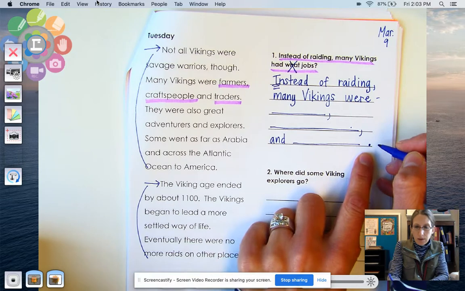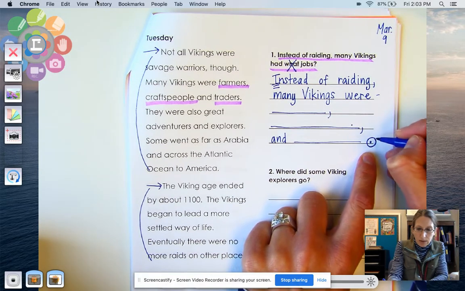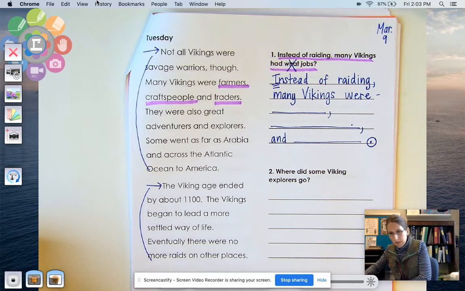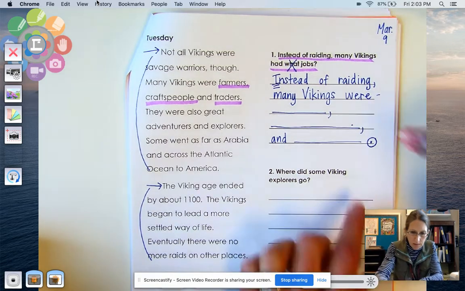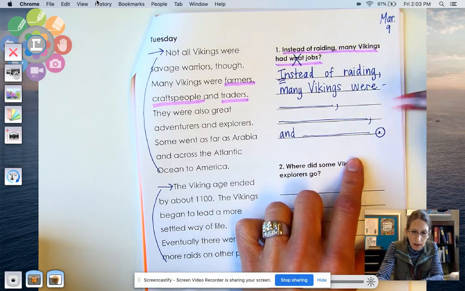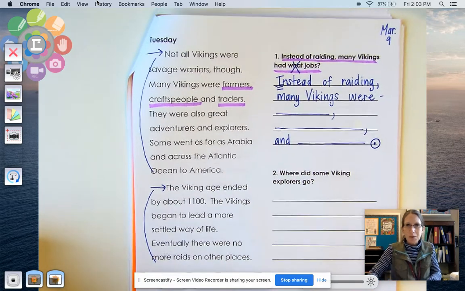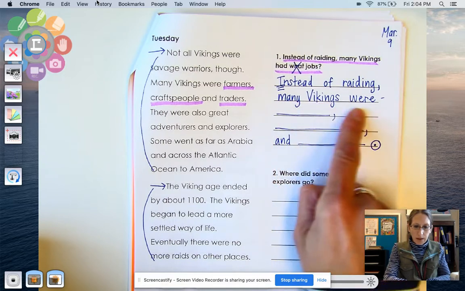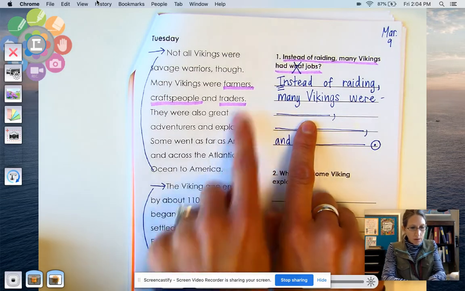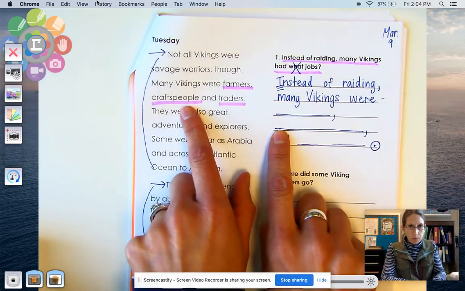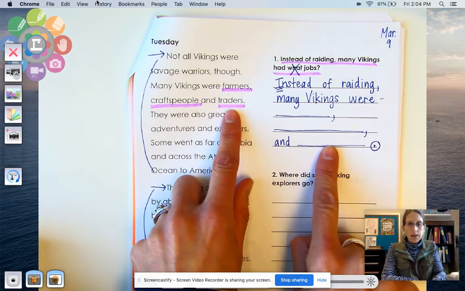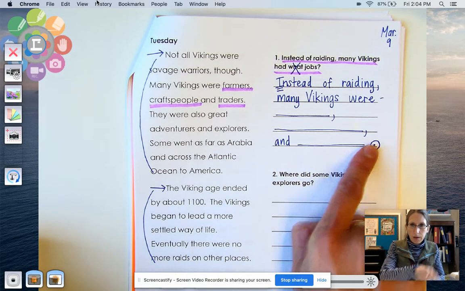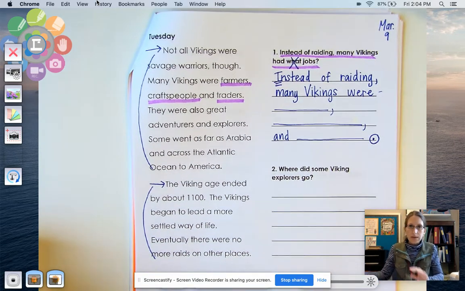And then, of course, we need an end mark here. I'm going to circle it to make sure I have it. Whoops, that kind of looks like an end mark. It's not supposed to be an end mark. Taylor's pen just kind of made a little bloop there. Use my magic eraser. All right. So instead of raiding, many Vikings were farmers, craftspeople, and traders. And again, making sure that we're spelling the words correctly, that we have capital letters and end marks. All right, let's go to our next sentence.